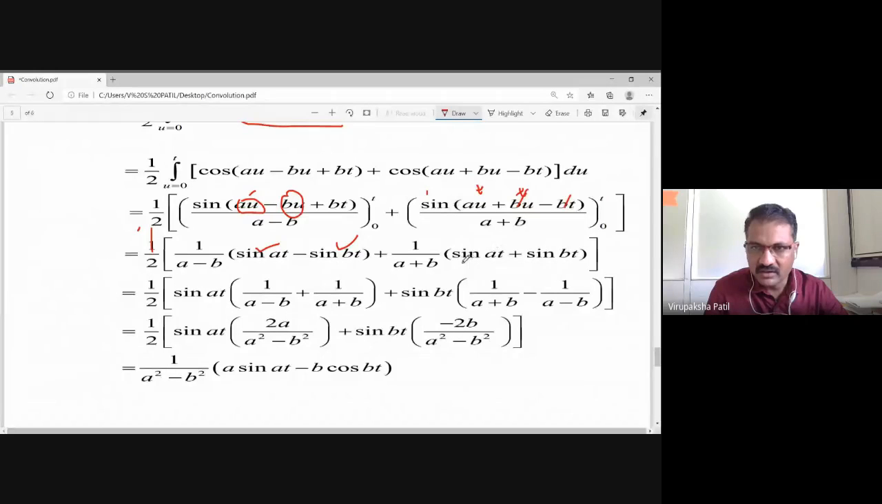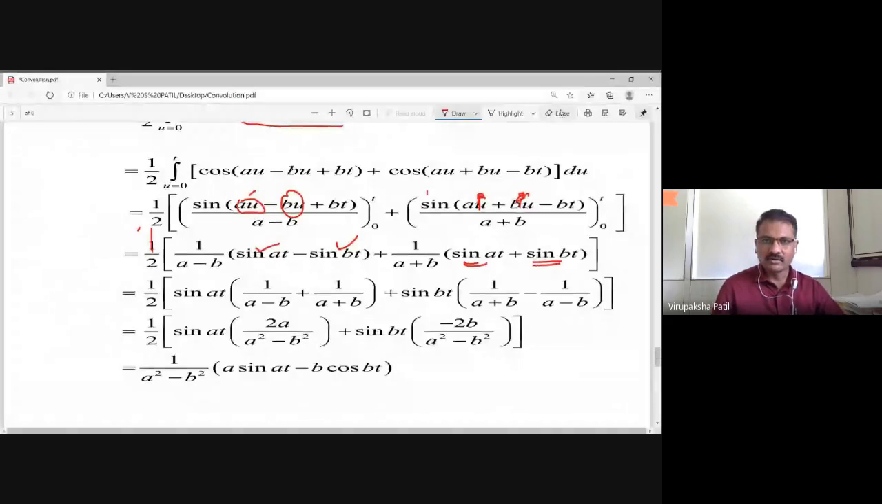Then next, put the lower limit. If you put lower limit as 0, then what happens? If you put the lower limit as 0, this is 0, this is 0, these two terms will become 0 when you put the limit. So it becomes sine of minus bt. Sine of minus bt is minus sine bt. It is lower limit. So minus of minus, it becomes plus sine bt, which you have written here.